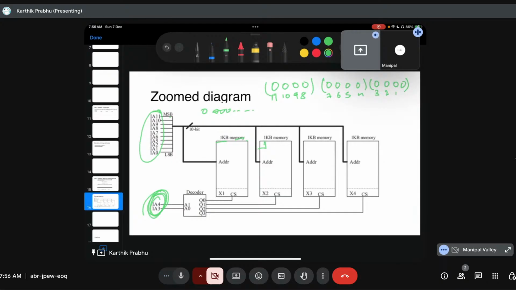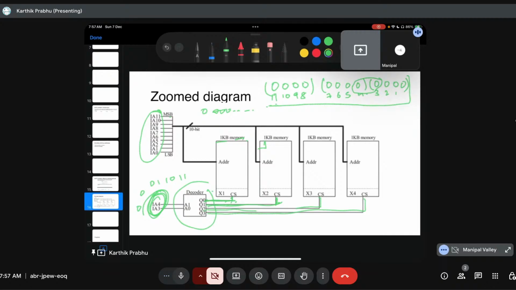Now I'll explain whether this address is a starting location of any of these memories. For that, you need to understand how this memory is being decoded. We are using these two bits to check which block we are accessing. If these two bits are 0 0, the decoder is going to access the first memory. If they are 0 1, it accesses this one. If 1 0, this one. And 1 1, this one. You follow this, right?